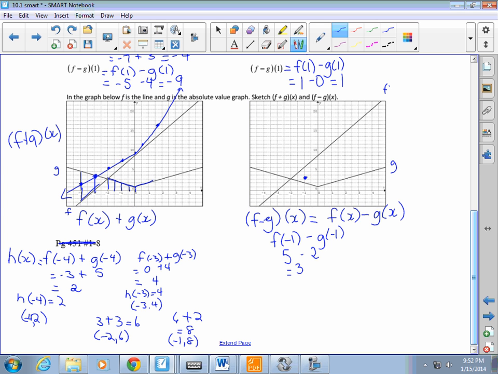So if I just look at the graph here, then for my next one, let's say at 0, I'm at 9, I believe. 1, 2, 3, 4, 5, 6, 7, 8, 9. So 9 take away 1 is 8. So then that means my point is going to be at 8. So it'll be right there.